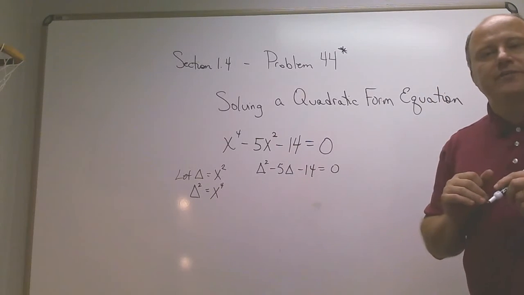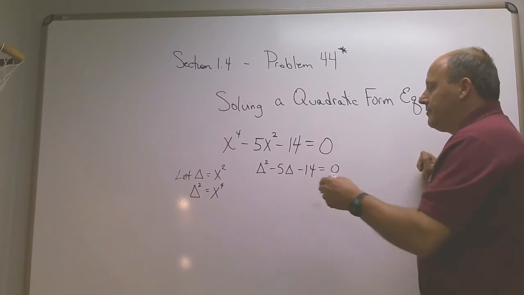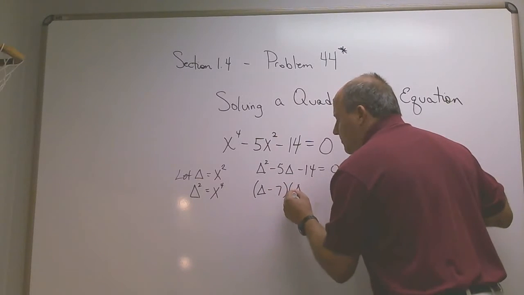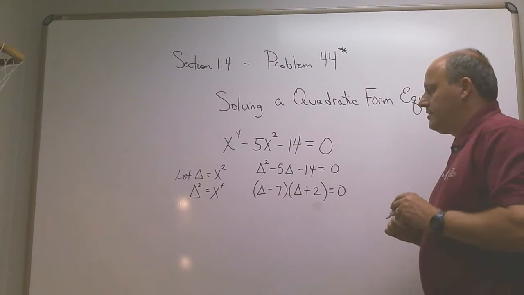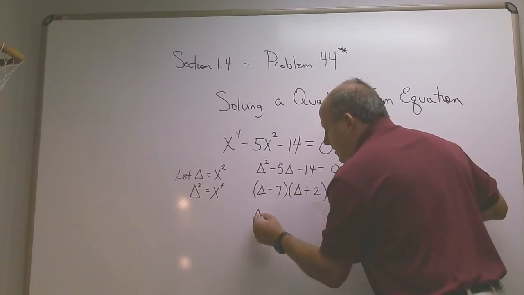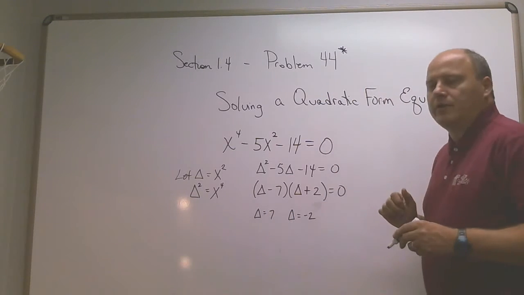So you solve this equation for delta like you normally would. In this case, it does factor. It's delta minus 7 times delta plus 2 equals 0, and that's how it factors. And so delta would be equal to 7, and delta would be equal to negative 2.